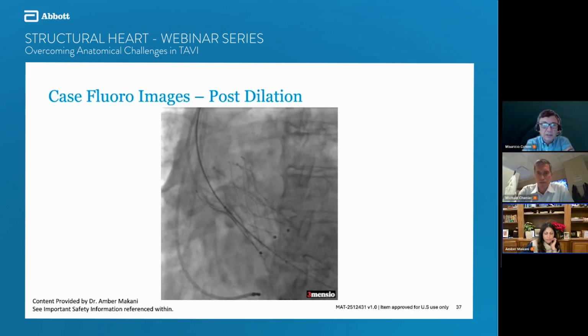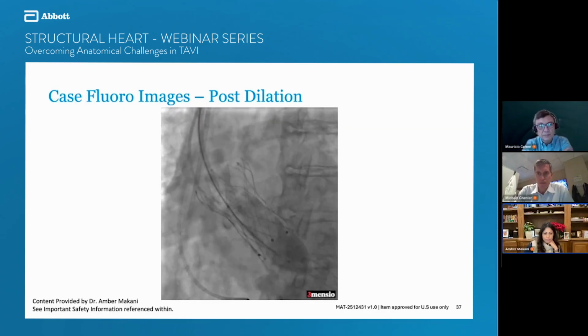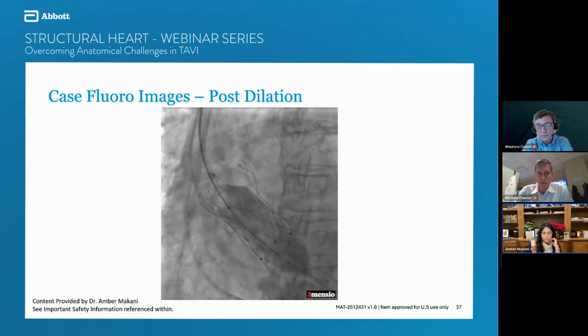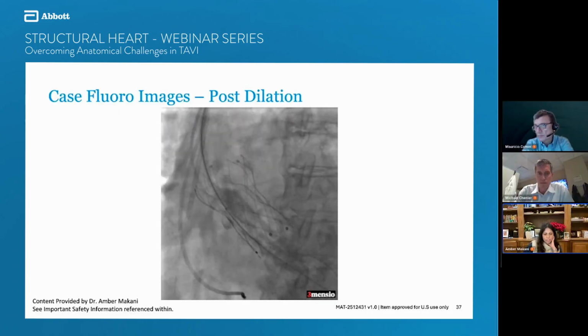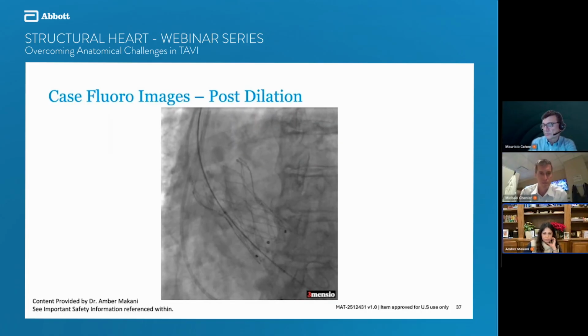And we always teach the fellows the exact same thing. That's another important aspect of obtaining invasive gradients, because you're not just getting an actual gradient, you're studying the curves and the morphology to see if there's PVL that you may not be necessarily detecting on echo, that it's eccentric PVL.